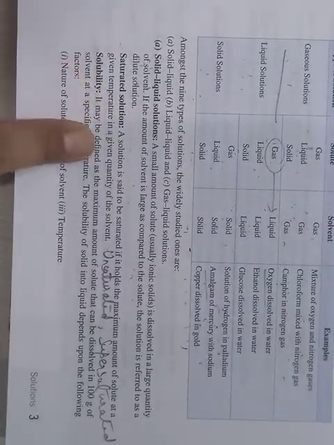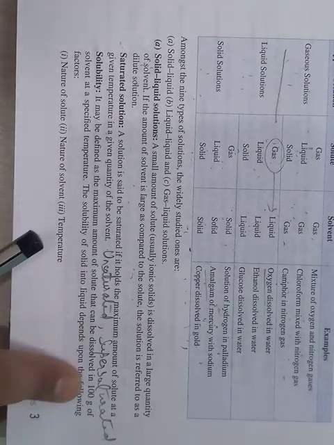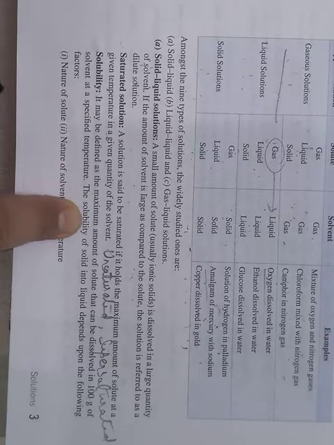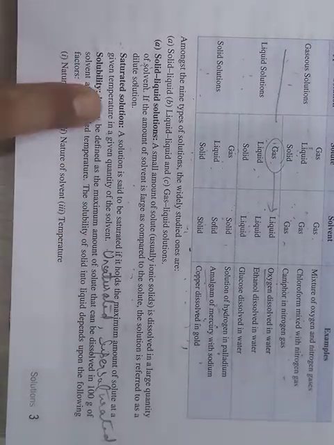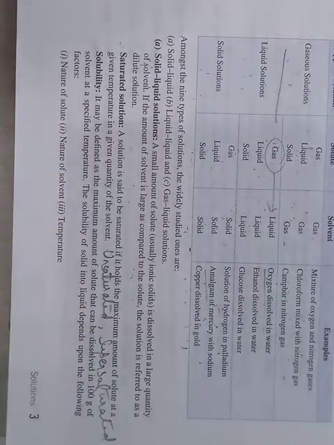Next, what is solubility? Solubility is defined as the maximum amount of solute that can be dissolved in 100 grams of solvent at a specified temperature. I think everyone knows solubility: if we take 100 grams of solvent, how much maximum amount of solute can we dissolve in it. That is what you call solubility.